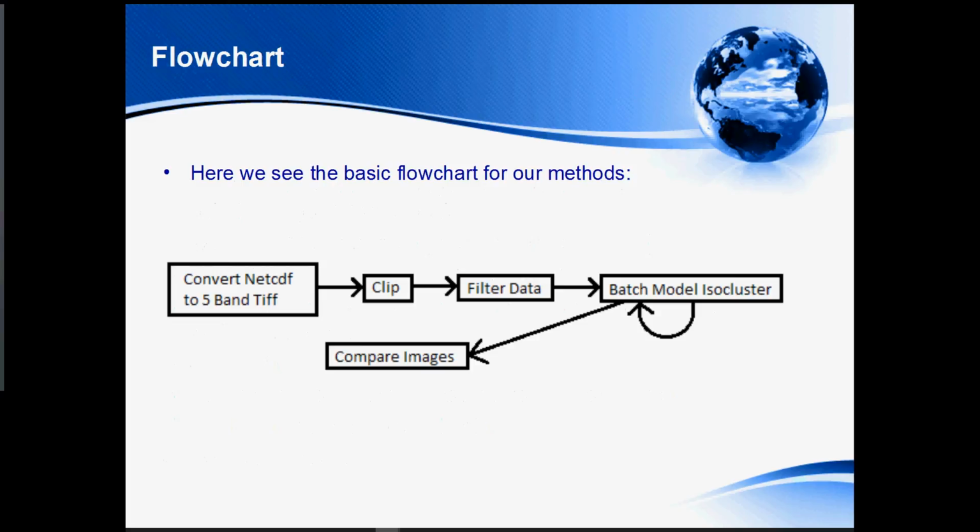Now we show a simplified flowchart showing the basic flow of how we generate and compare images. We start with converting data, then clipping and filtering. Finally, we loop over the time series of images in a batch model isocluster. Once this is complete, we can compare final images.